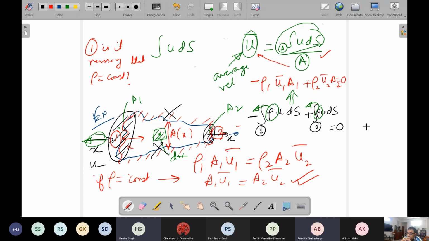Sir, I think only the density at the face where the fluid is entering and where it is leaving the control volume should be equal. In between, we have not considered. Excellent answer. Excellent. Very good.